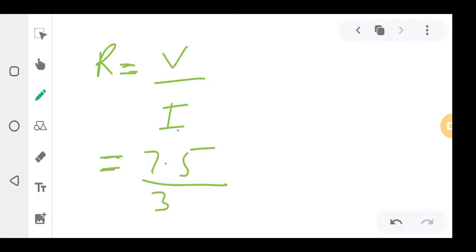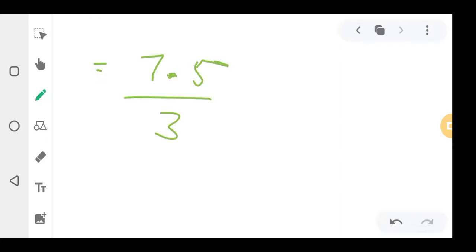I'll just end here. And then ohms. This is the formula for ohms. This is the symbol for ohms. Because 7.5 divided by 3, I don't want to enter into that one. I don't want to confuse you for now. So 7.5 divided by 3. The answer is, we'll just leave it here. Okay. Do you know how to divide 7.5 by 3? Maybe let me show you.